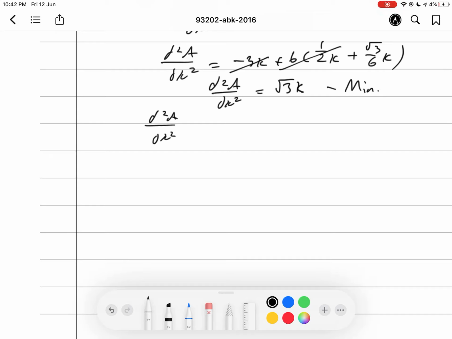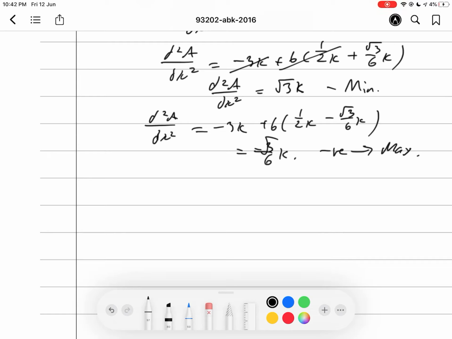Let's try the other turning point. So negative 3k plus 6 times 1 over 2k minus root 3 over 6k. Once again, negative 3k and 3k cancel out. So we'll get negative square root of 3 times k. And this is negative, so therefore this is a maximum.